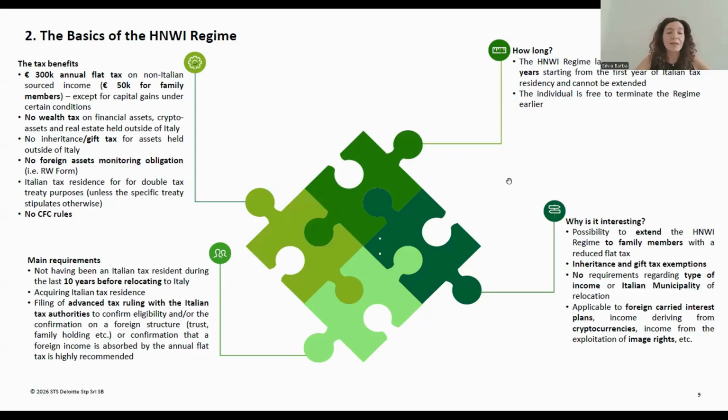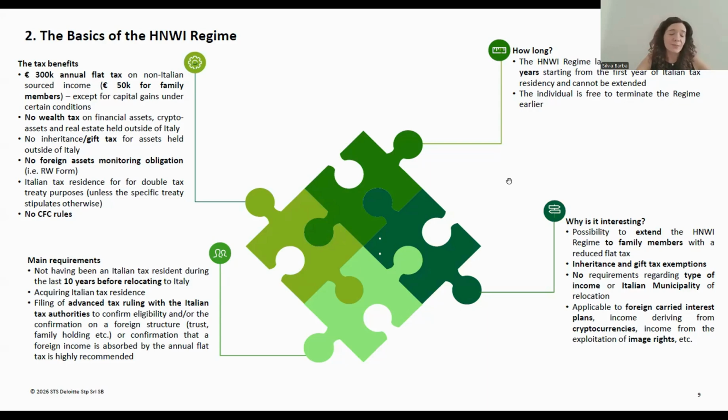And another benefit concerns the compliance duties, which have to be complied with by individuals relocating under this regime. Under the special tax regime for high net worth individuals, you're not required to disclose your foreign assets. So your tax return is very simple, very easy, and you're not required to let the Italian tax authorities know where your assets are located and what your assets outside of Italy are.